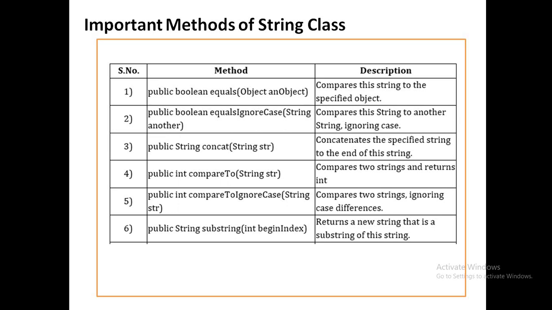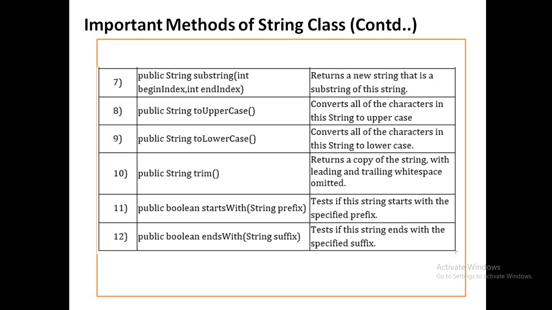compareTo, this method compares the two strings and returns an integer value. And compareToIgnoreCase, here also it compares the two strings, but the case differences between the strings are ignored. Then substring, and in the argument a begin index is given, which is an integer value. So this returns a new string that is a substring of this main string.